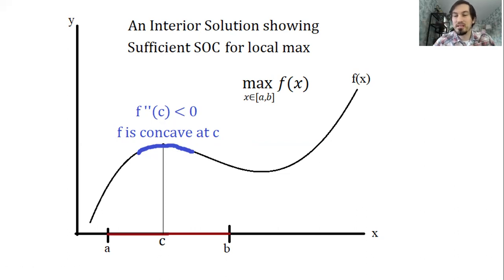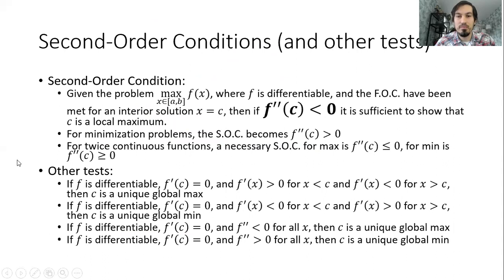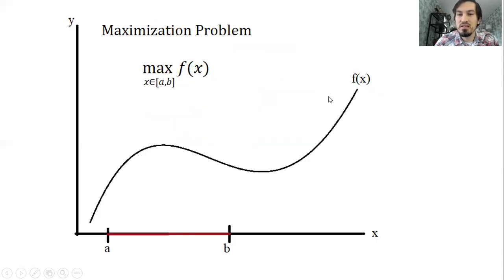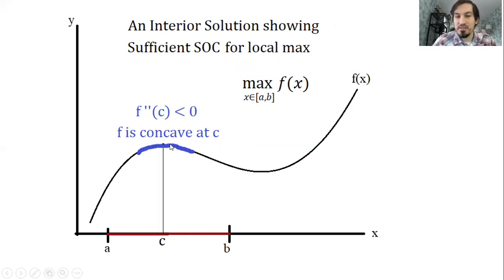By the way, I'm assuming that it's differentiable. I assumed that way back here. F is differentiable, okay? Obviously, if F is not differentiable, let's say it started to go down and then it jumped up here for some reason, that would be weird, but it's certainly not differentiable. Okay, do you guys understand what that means? Sufficient second order condition. It's like a way to prove that it's a maximum.